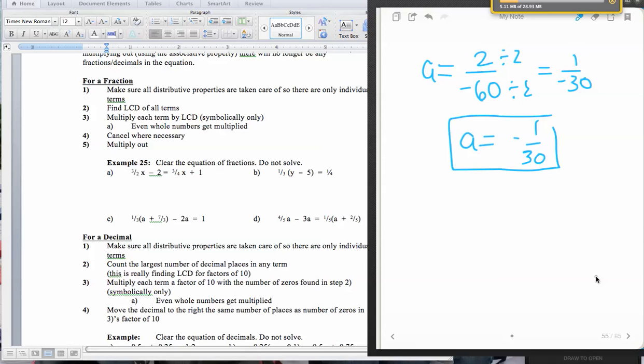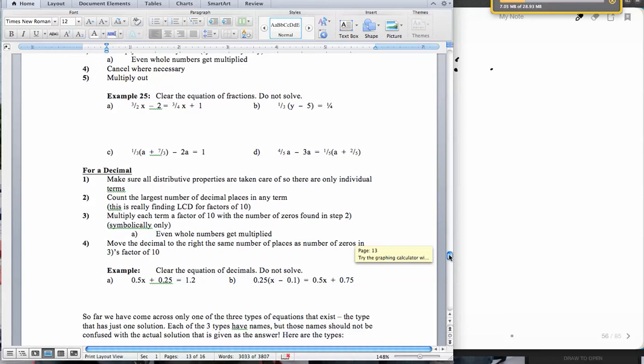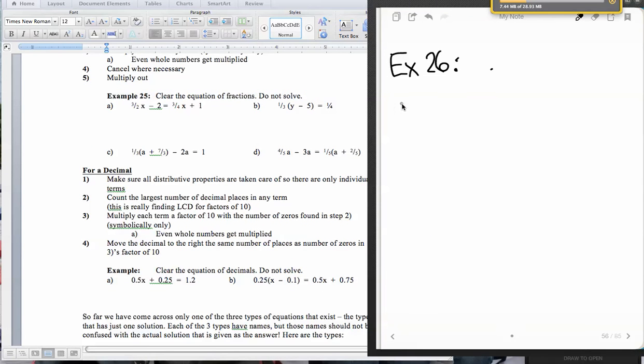Our next topic here is going to be to clear equations of decimals. Clearing equations of decimals is just like clearing equations of fractions because a decimal is a fraction. So what it boils down to in clearing an equation of fractions or of decimals is we're actually looking at the LCD as the largest number of decimal places. So I count the number of decimal places in each term, and then I have to multiply everything by a factor of 10 that contains that number of decimal places.